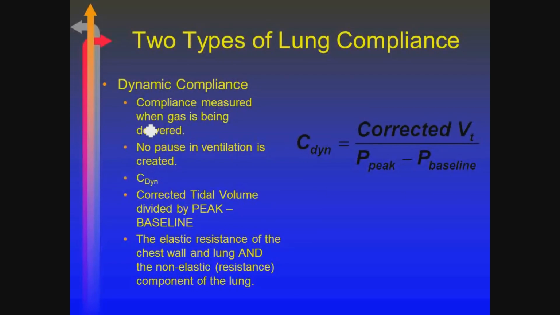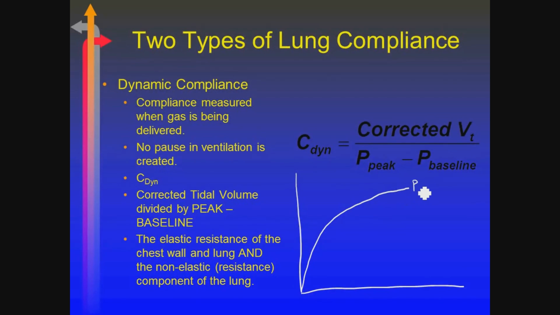I've got another slide on this later on, but I'll draw one for you now. When I inflate my lungs, I go to a peak pressure. I then cause a small pause to occur, and I generate my plateau pressure, and then I return back down to baseline. This would be baseline, or what we're going to call PEEP. So far, so good?